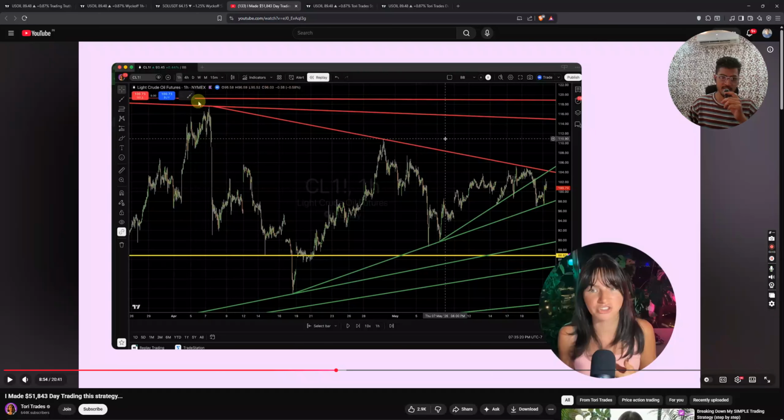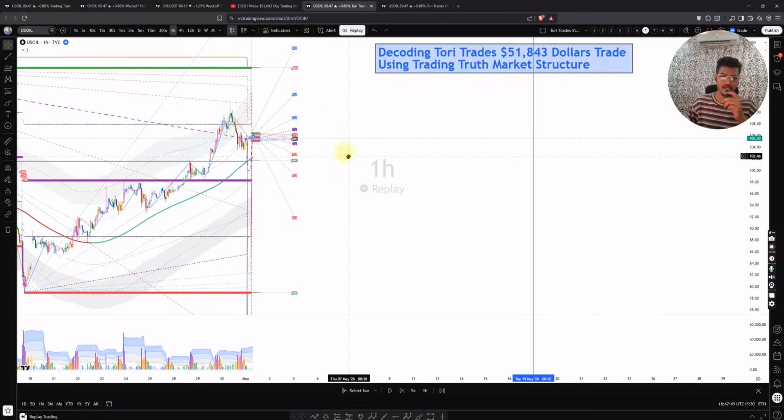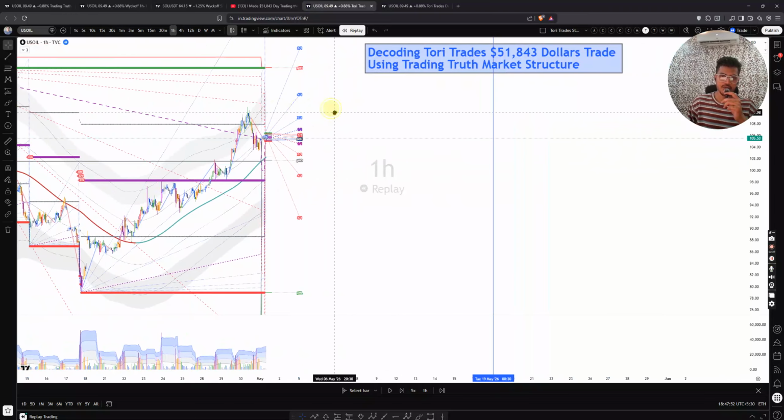Doing all this is great, but it takes a lot of time to learn this stuff and apply it in another market. I mean, some people might be interested in trading some other futures market, right? Anyway, my point of showing this to you guys is how easy it is to use trading truth market structure in order to decode that trade. Okay, so let's get started.